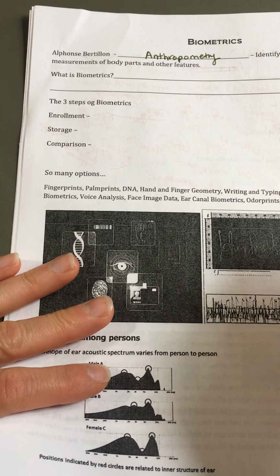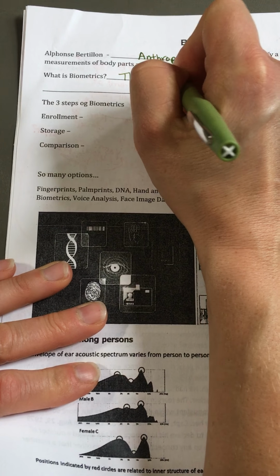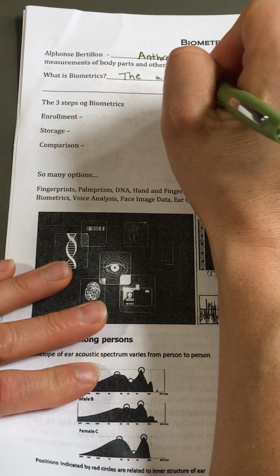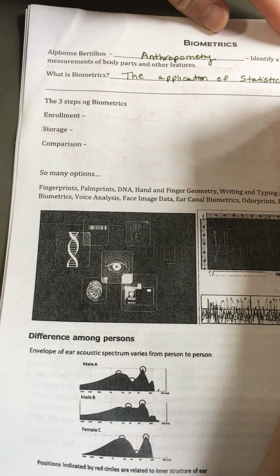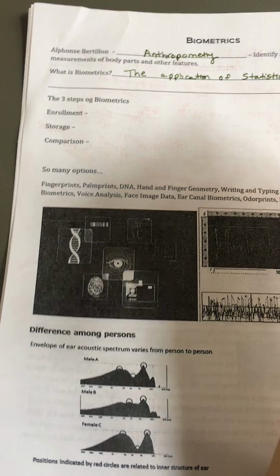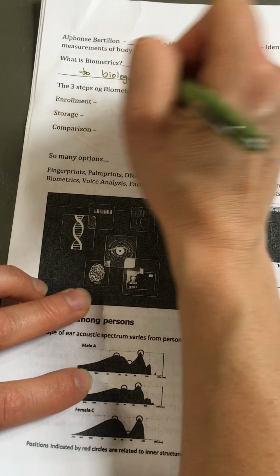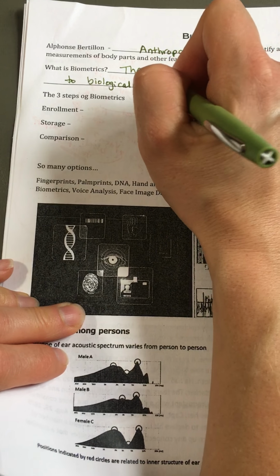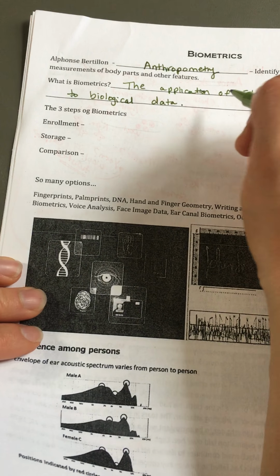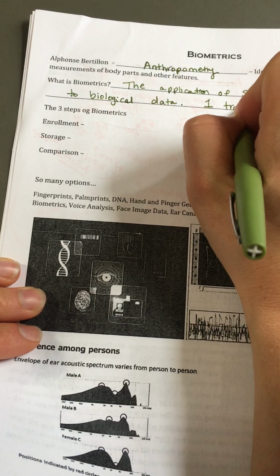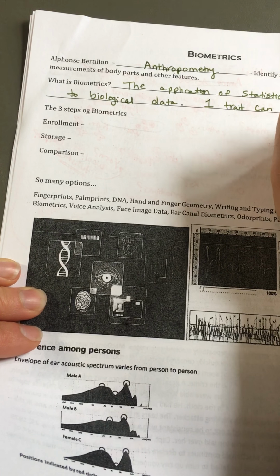And so biometrics sort of takes this, but takes it a little bit further. So this is basically the application, biometrics, the application of statistical methods to biological data. So it's a far jump from Alphonse Bertillon and the mugshot and all that went into that. And it's the idea that one trait can identify one person from all others.